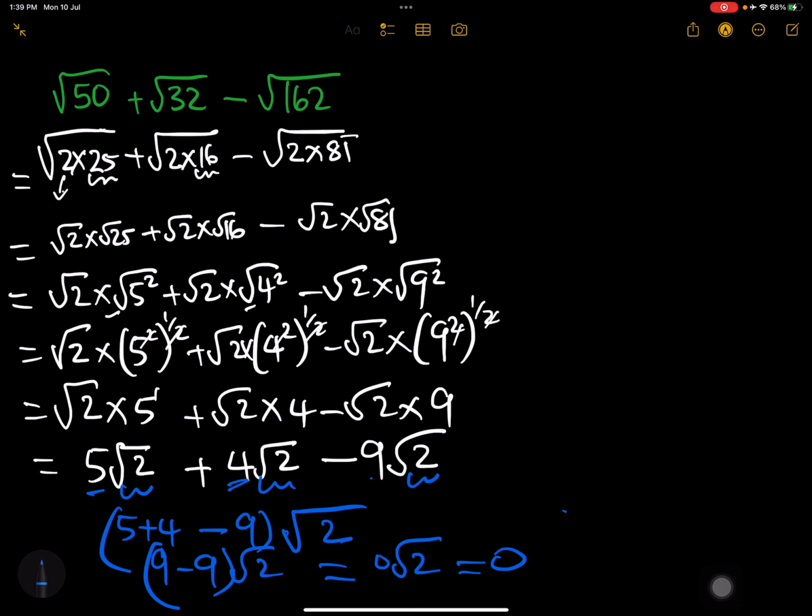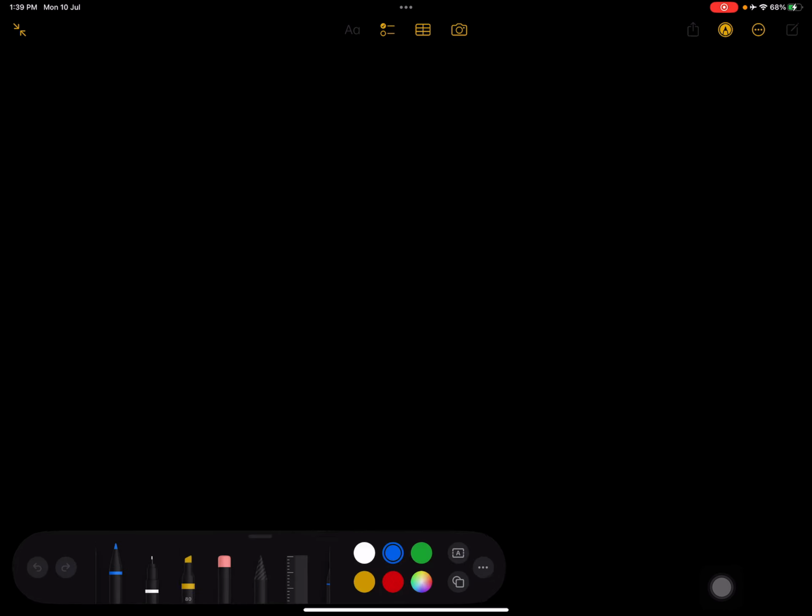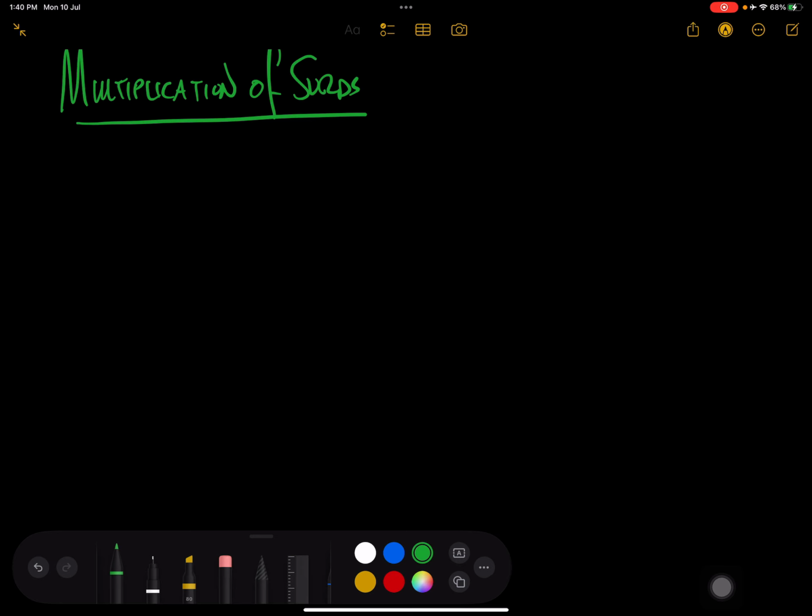Let's look at maybe multiplication. Multiplication of surds. Let's see whether that can be helpful to us. So we're going to look at multiplication of surds. Okay, multiplication of surds.